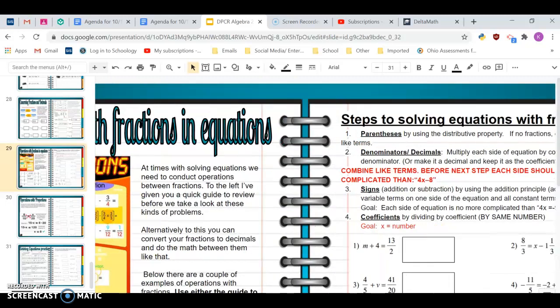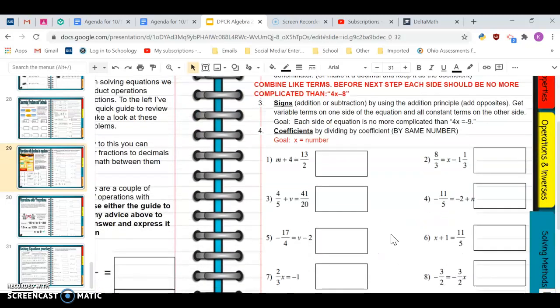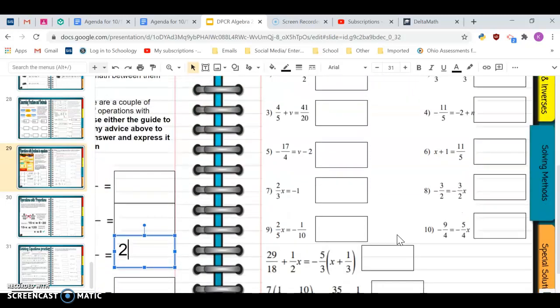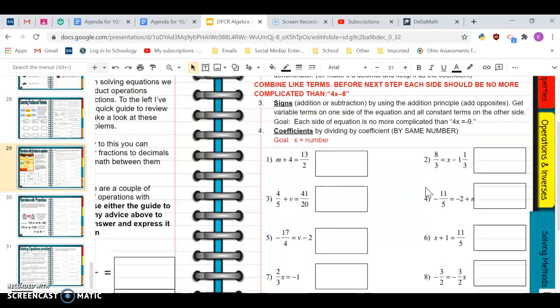Alrighty. Now up top, we got actual equations involving fractions. These are a little difficult, and I understand if you have problems with them. You're probably going to need a piece of paper so you can write these things out. So let's take a look.